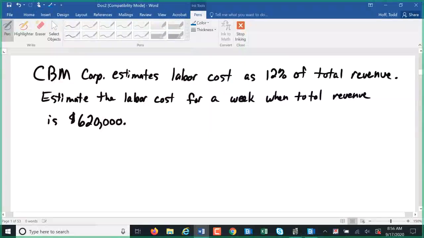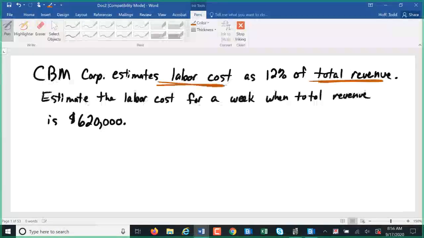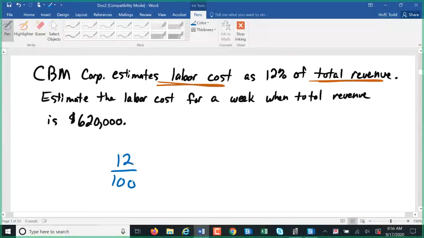So again, there are two numbers here. There's labor cost and there's total revenue. Again, which one is a piece of the other and which one's the whole thing? Well, the total revenue would be the whole thing. Labor cost is a piece of the total revenue. So when I look at my percent, 12%, 12 out of 100, the total revenue is the whole thing. That's the base amount. The portion is that labor cost.